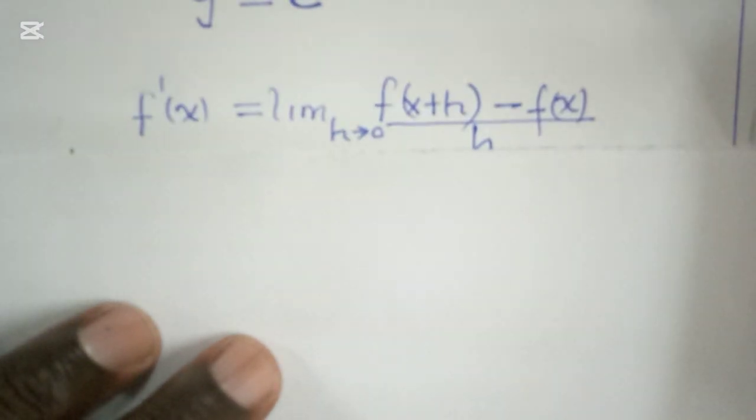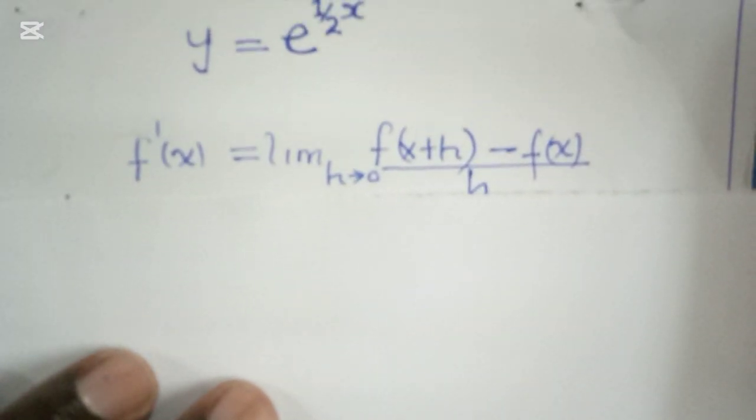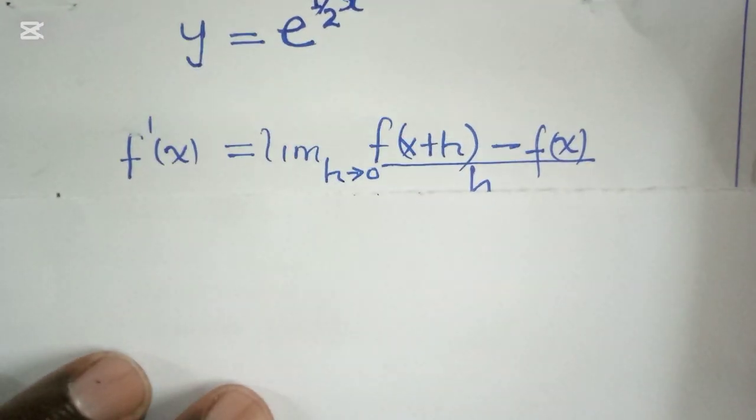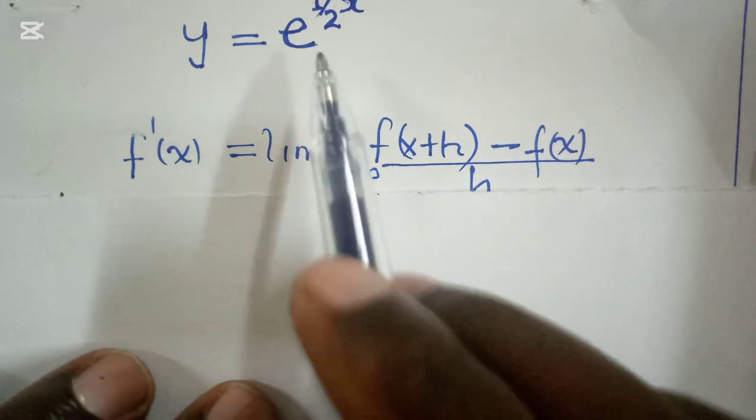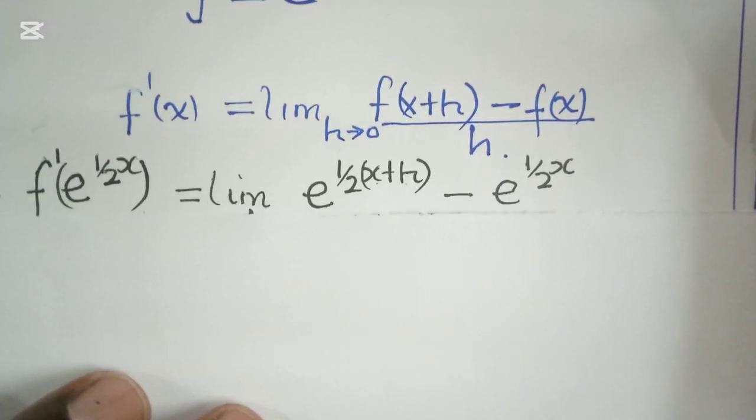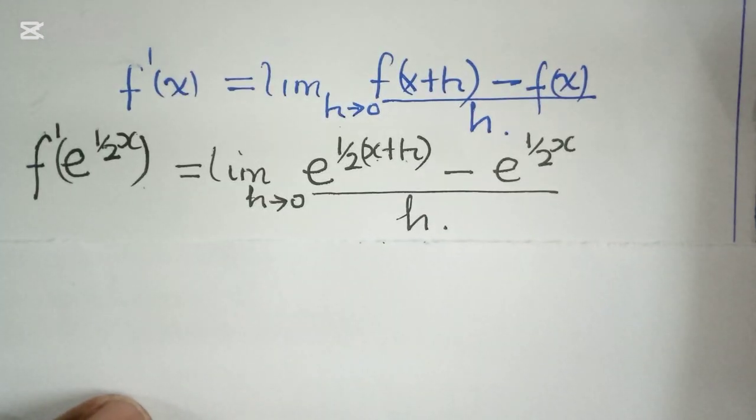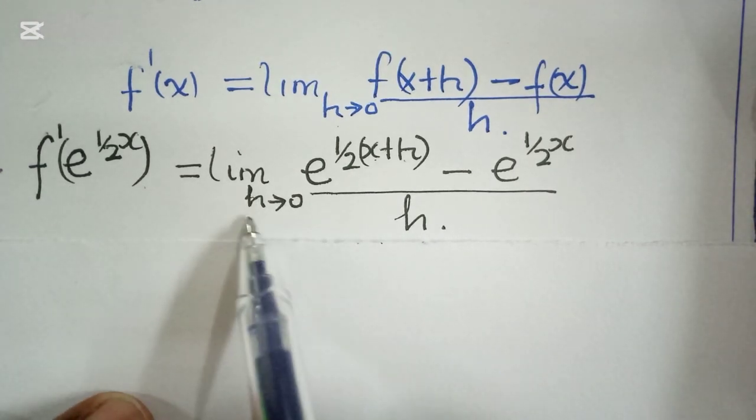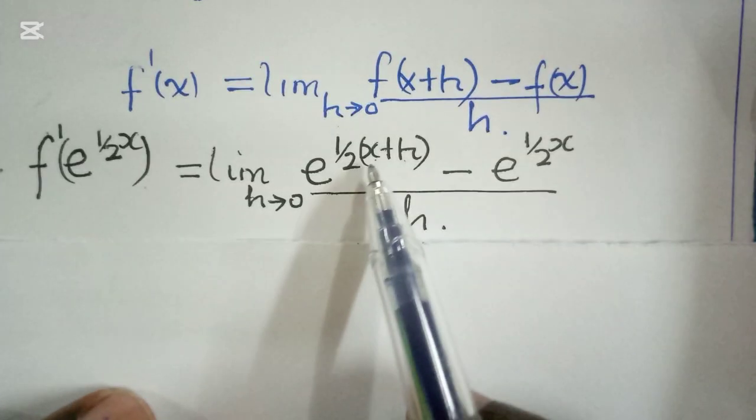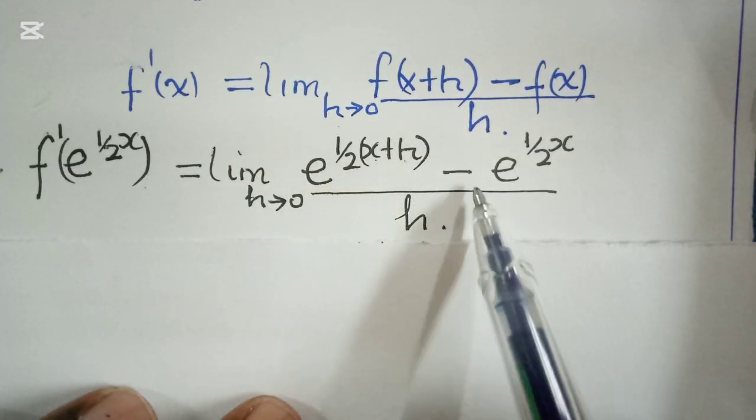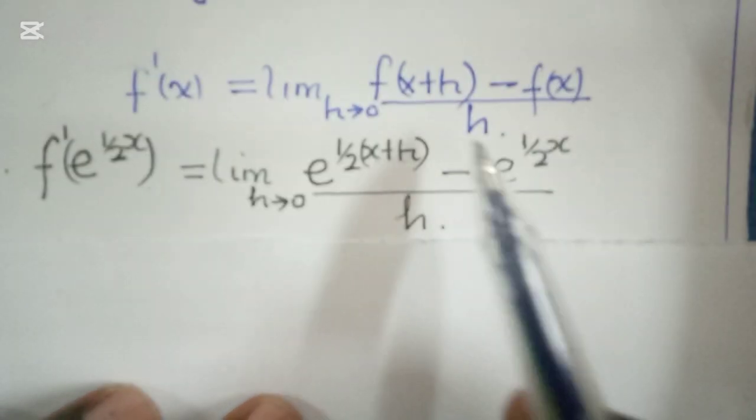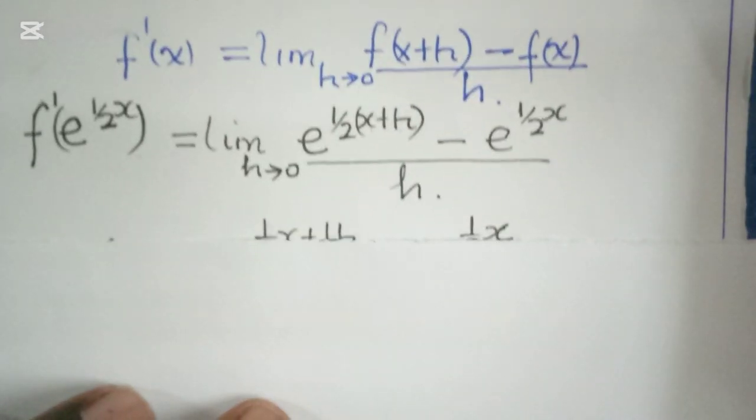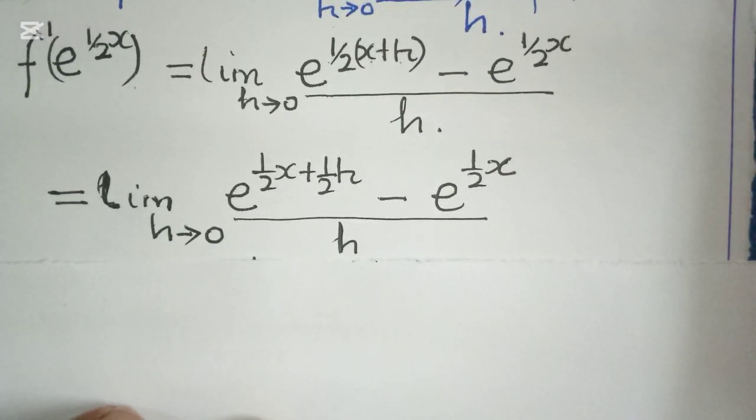And so guys, we come and replace for our equation here. Instead of having that, we now have that. Now our function is e raised to a half x. As you can see, the derivative of that function is equal to the limit as h tends to 0 of e raised to a half bracket x plus h, minus e raised to a half x. Guys, now we multiply this half to x and to h, and this is what we have here.